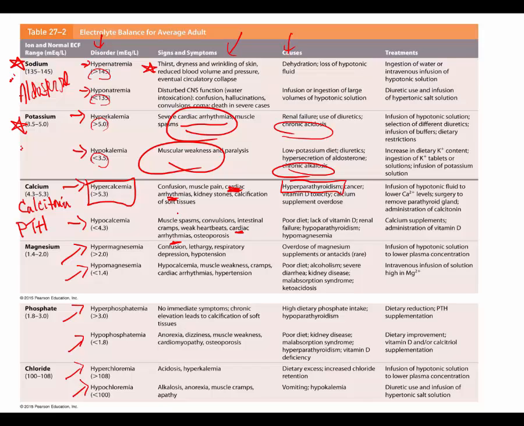Similar to potassium, calcium, high and low calcium affects the heart. High and low potassium affects the heart. The heart is a muscle. All right. It's also skeletal muscle weakness, but the heart is a muscle as well.